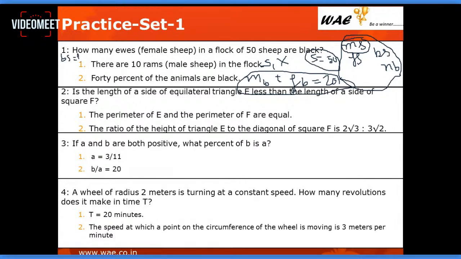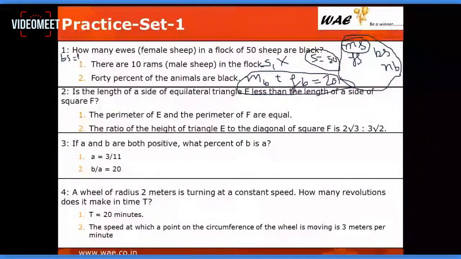Now, is this giving me the value of BS? No. Just see how you would get it. You're not getting it because this is a new variable. We have male black plus female black equal to 20. I want to know how many are female black, and I'm not getting it. It was female black, FB, that I needed. So how will I get that one? S2 alone is also not sufficient.